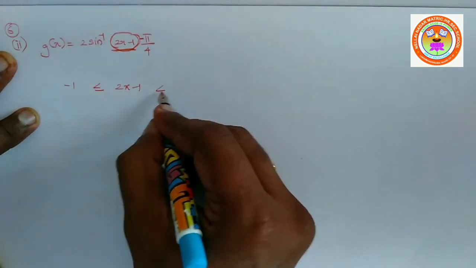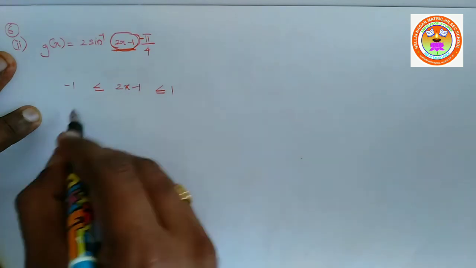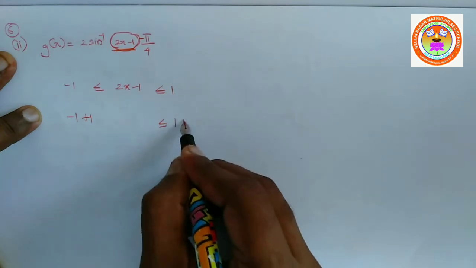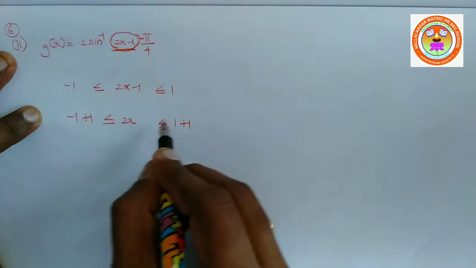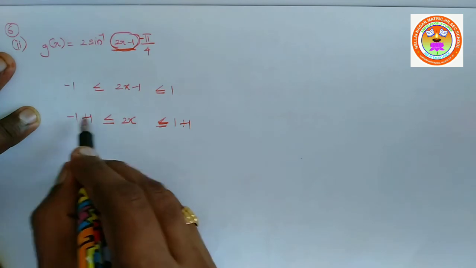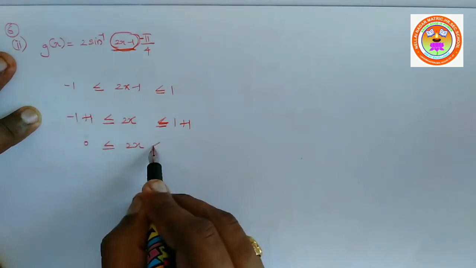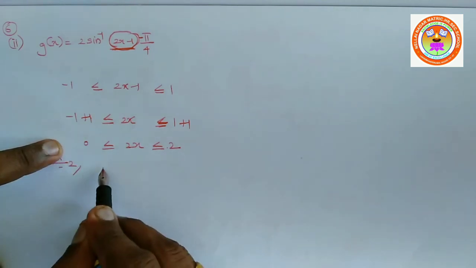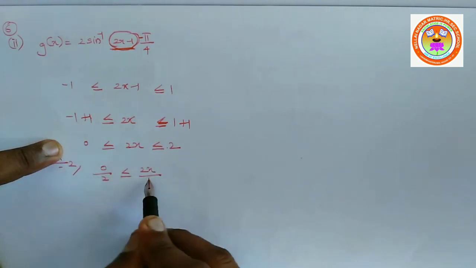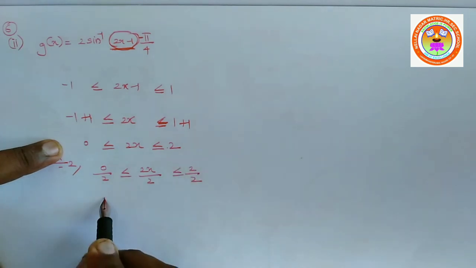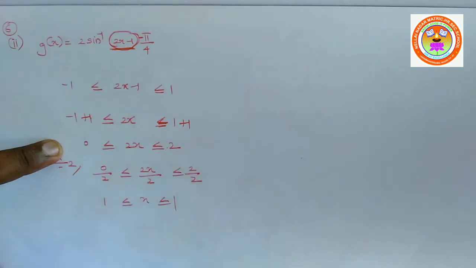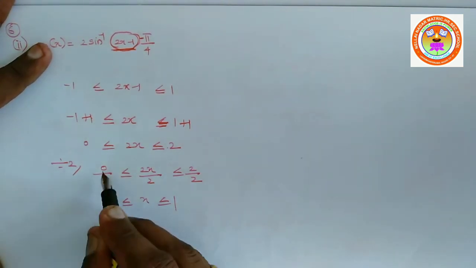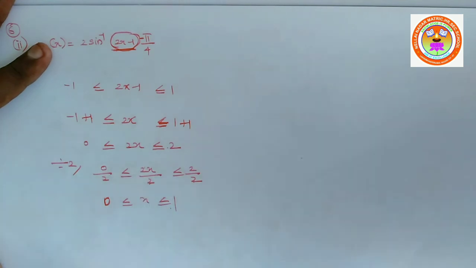So 2x - 1 is less than or equal to 1. The -1 comes to the other side and becomes plus 1, and on the other side it also becomes plus 1. Remaining is 2x. -1 plus 1 is 0, so 0 less than or equal to 2x, less than or equal to 1 plus 1, which is 2. Now you can divide by 2. 0 by 2 is 0, 2x by 2 is x, 2 by 2 is 1. Sorry, 0 by 2 is 0, 2 by 2 is 1, the 2 gets cancelled, leaving x.